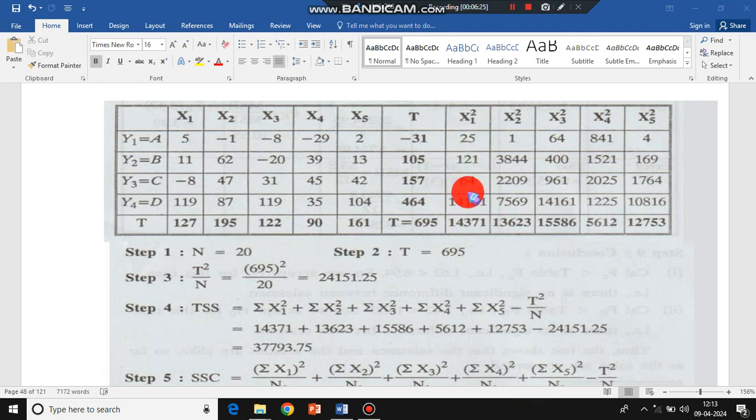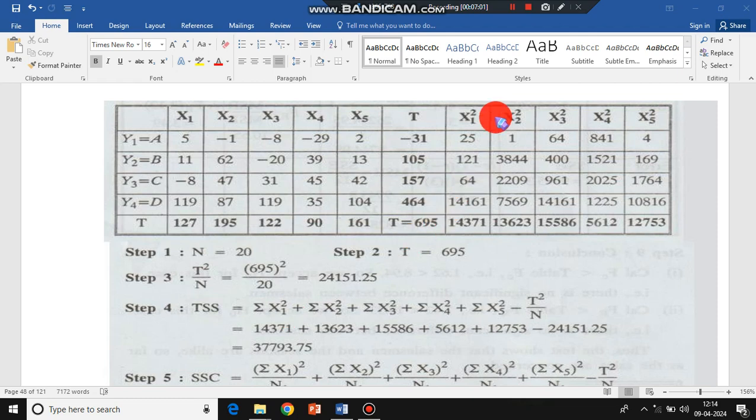So if you add all of them, you will get this. Similarly, sigma x2 square, if you add all of them, you will get this. This is sigma x3 square. This is sigma x4 square. This is sigma x5 square. So substitute all the values here: summation of x1 square plus summation of x2 square plus summation of x3 square plus summation of x4 square plus summation of x5 square minus T square by n. We have to subtract the correction term from this summation.